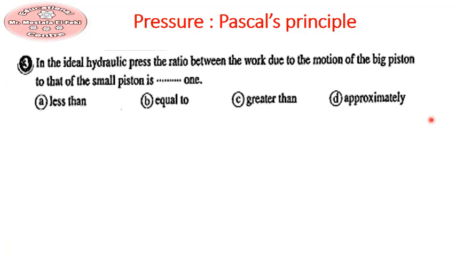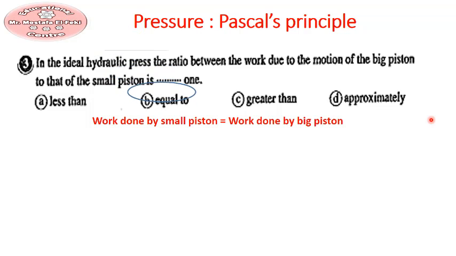In the ideal hydraulic press, the ratio between the work due to the motion of the big piston to that of the small piston: the work done by the small piston is equal to the work done by the big piston. So the ratio between them is equal to 1.